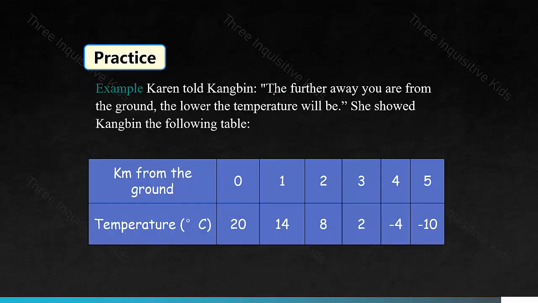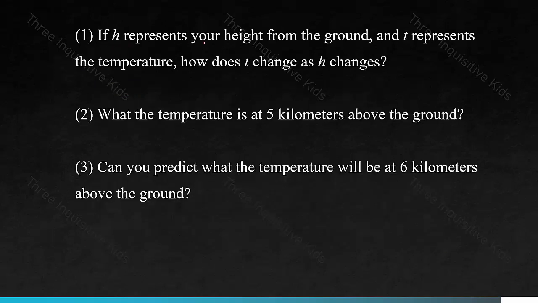Karen told Kanban, the further away you are from the ground, the lower the temperature will be. She showed Kanban the following table. So when you're 0 kilometers away from the ground, the temperature would be 20 degrees. And right now we're talking about Celsius. If h represents your height from the ground and t represents the temperature, how does t change as h changes? Well, as h increases, t decreases. The reason t decreases is because it gets colder and colder the higher up you go a mountain.